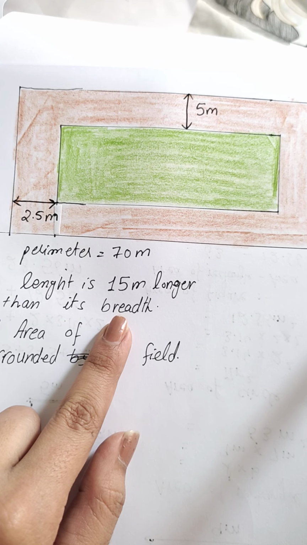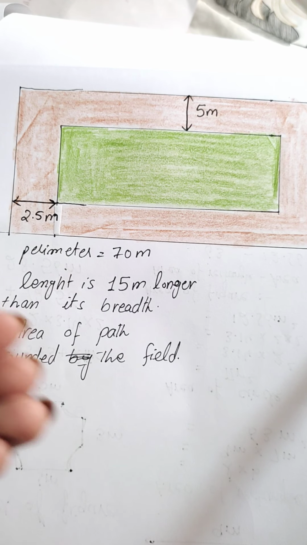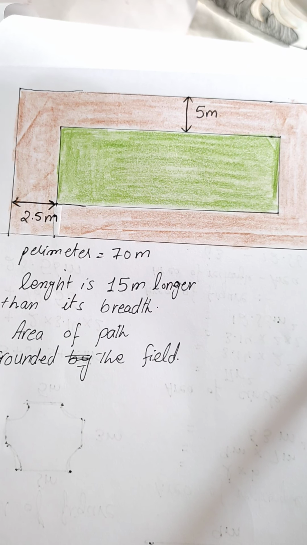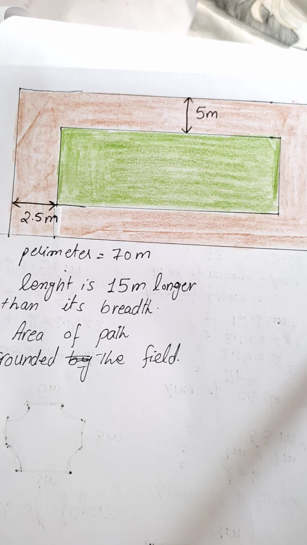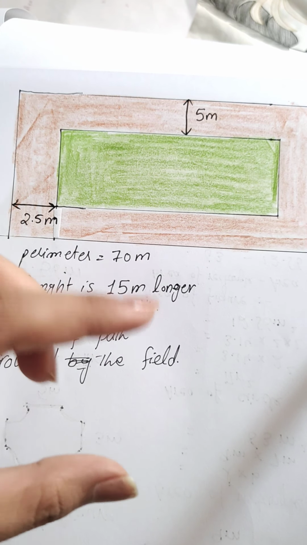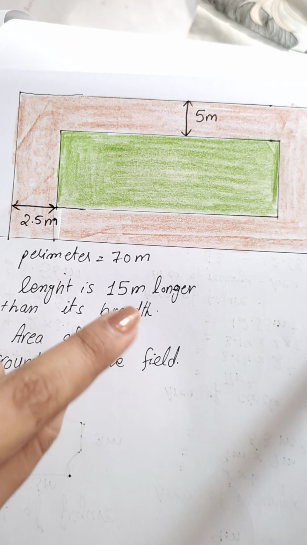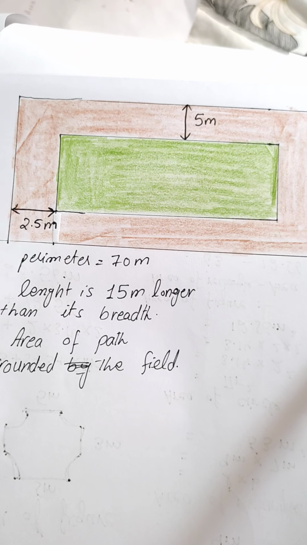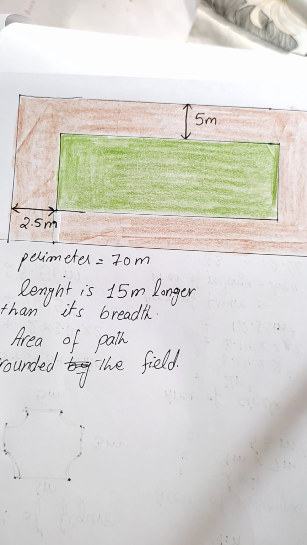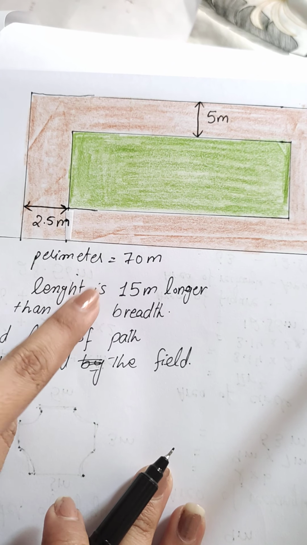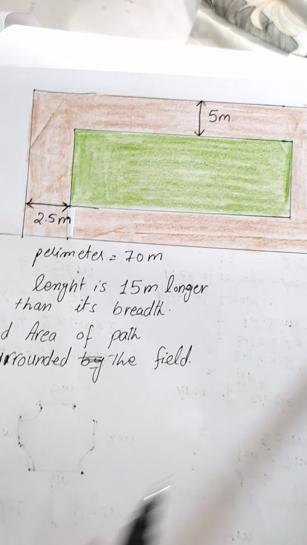Suppose the breadth is 5. So what is the length? Add 15, the length becomes 20. Now suppose the breadth is 10. So what will be the length? Length is 15 meters longer than breadth, so the length becomes 25 because we add 15. So you will get the length. First I will find out the length and breadth of the rectangle.